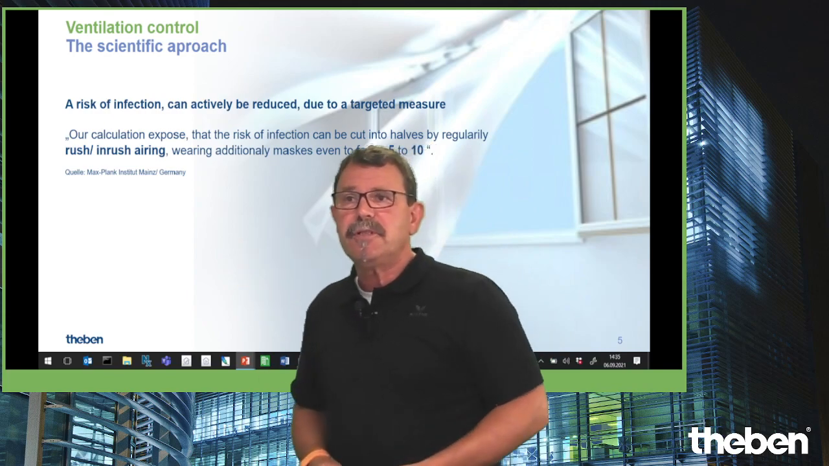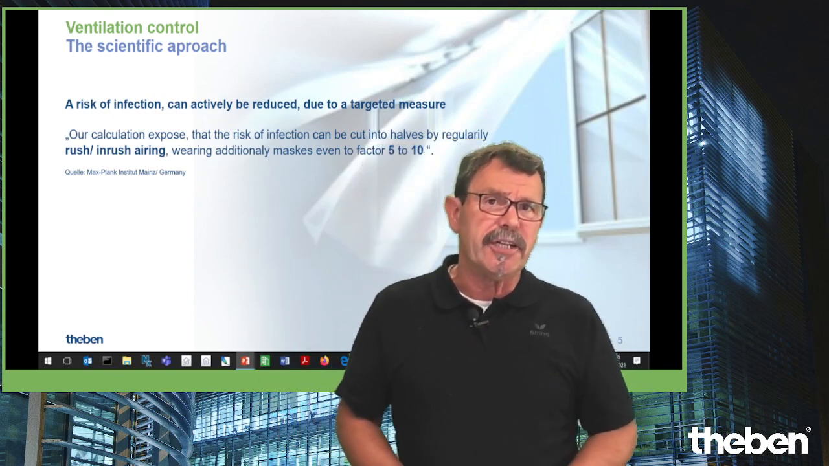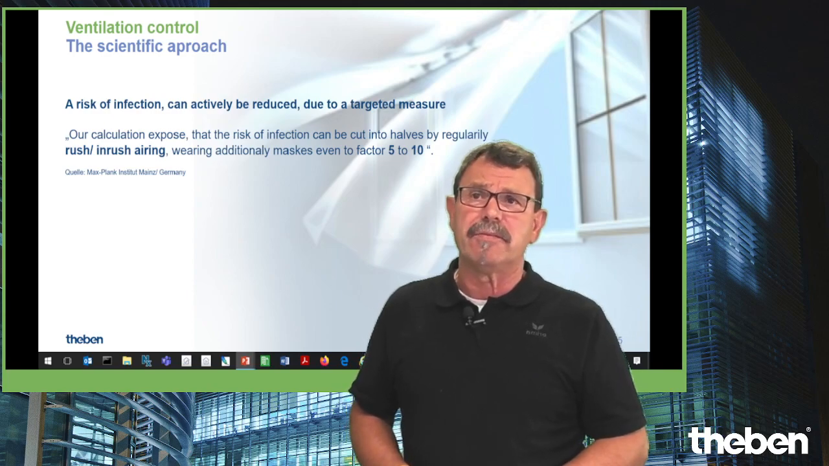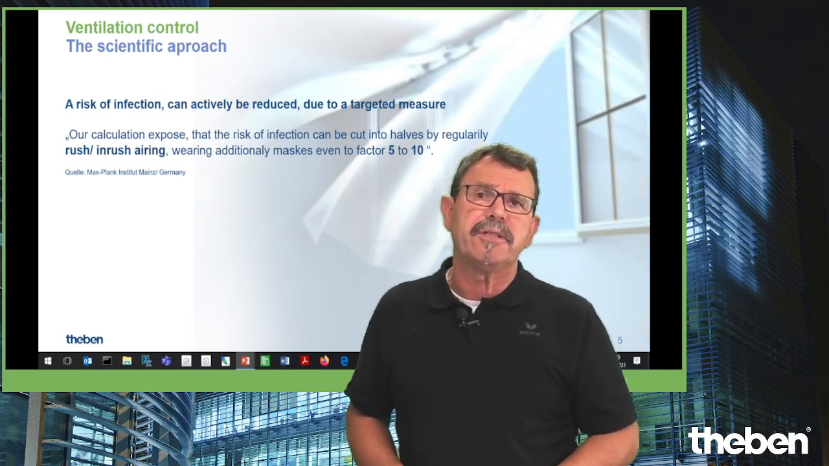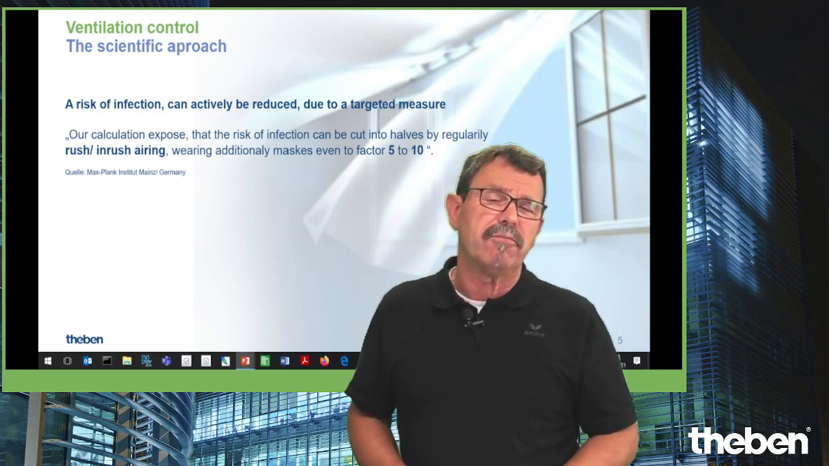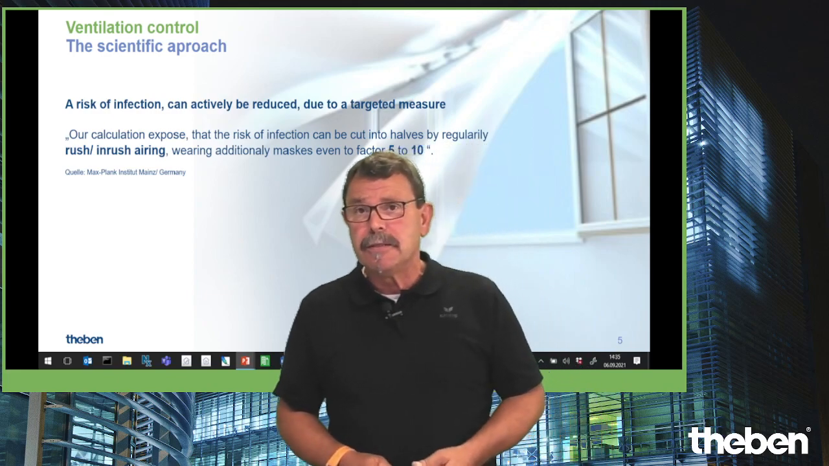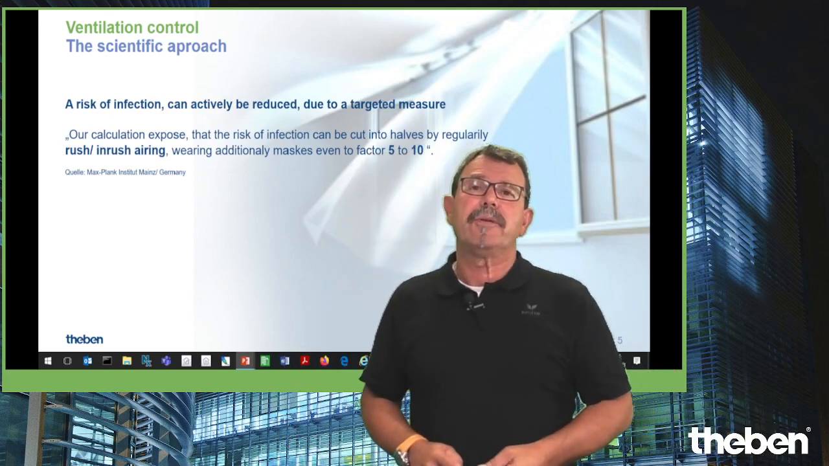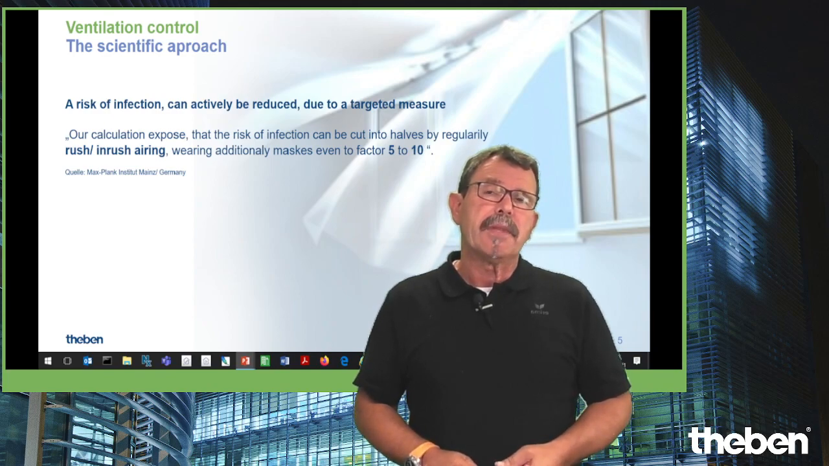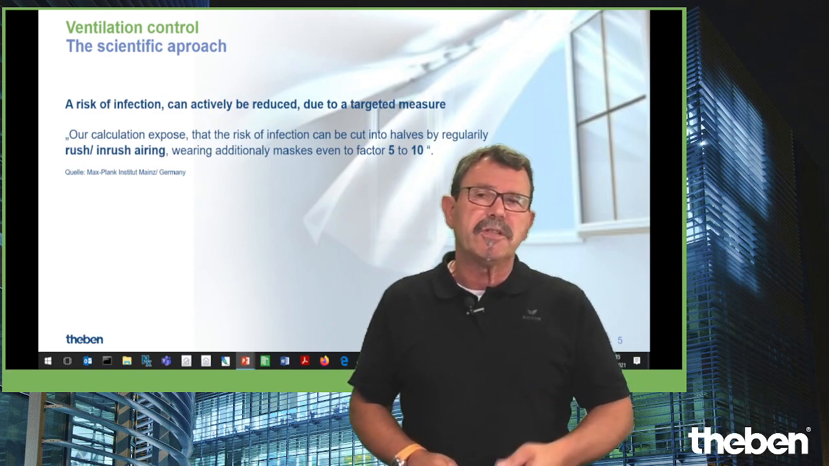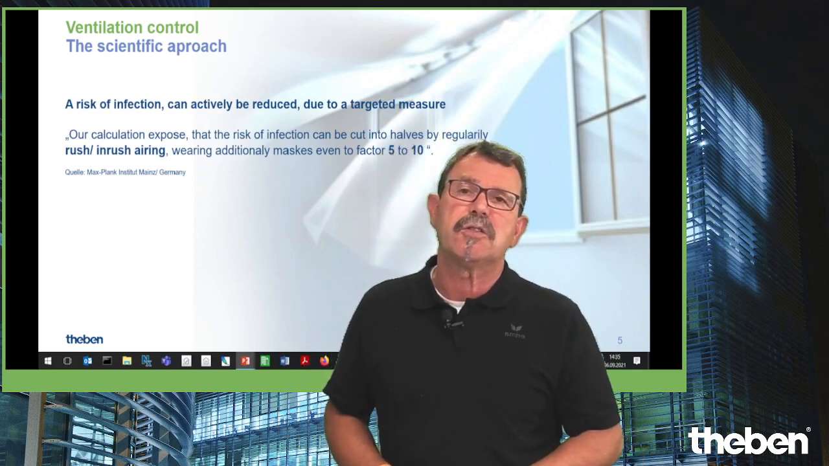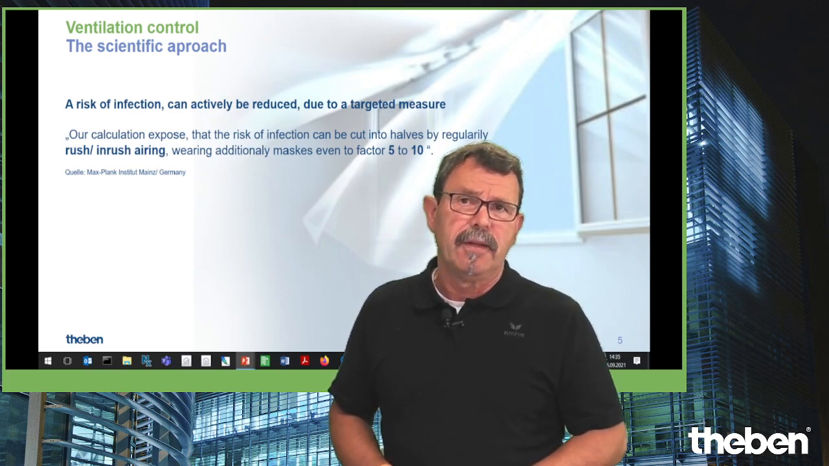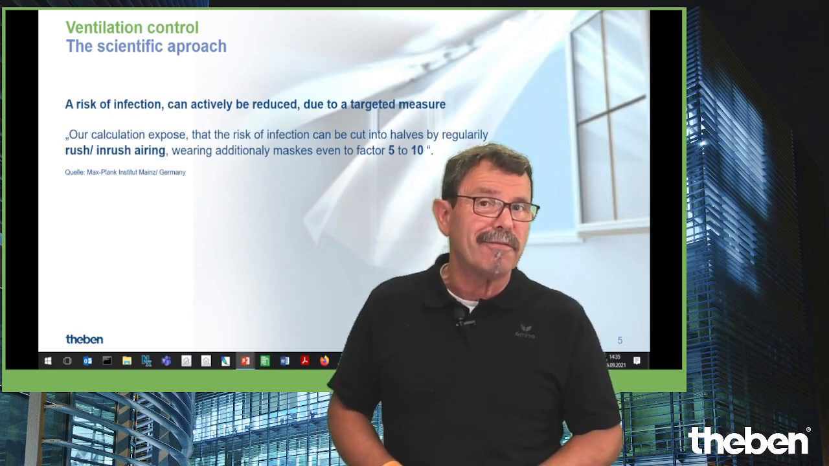The Max Planck Institute, for instance, here in Germany, did some investigations, and they discovered we can cut the infection down by half by regular in-rush airing. That means window open, natural airing, can bring down the concentration of the aerosols, which can finally transport and spread the virus. So natural ventilation is appropriate and a pretty simple solution.